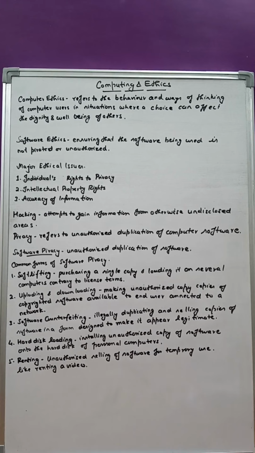Now we will be discussing the common forms of software piracy that we have in this world. The first is soft lifting. Soft lifting is purchasing a single copy and loading it on several computers contrary to the license. You have purchased a single licensed copy of a software, and you are using the same copy on various computers that you have. That comes under software piracy.